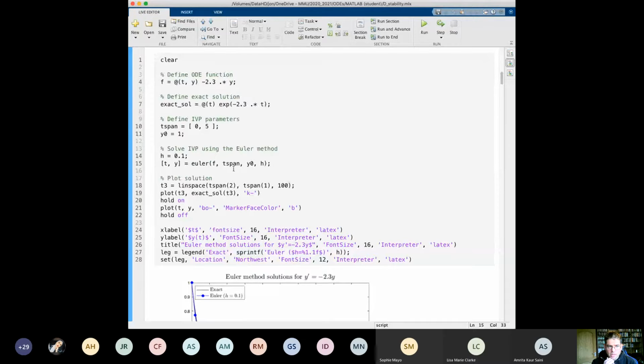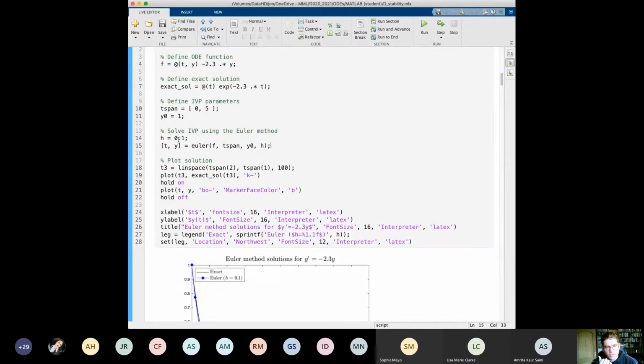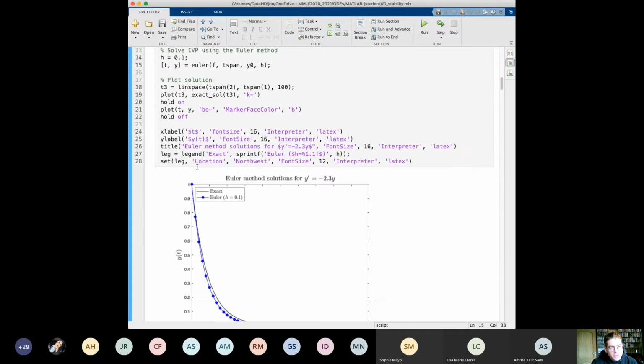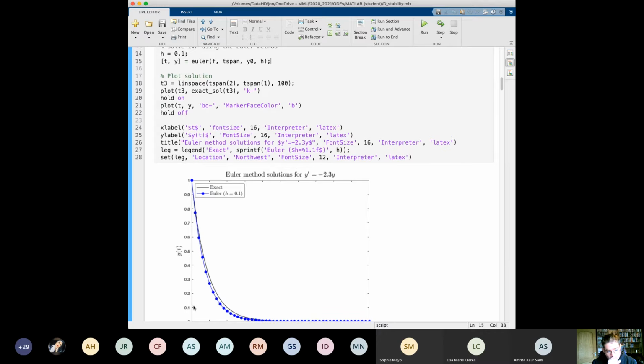So here we have the IVP, and I'm going to solve it using a step length of 0.1. I've just edited this code slightly from the one in the notes and the one on the live script on Moodle, but it's not too much difference. So here's the result. We can see that using quite a small step length of 0.1, we have a good solution.